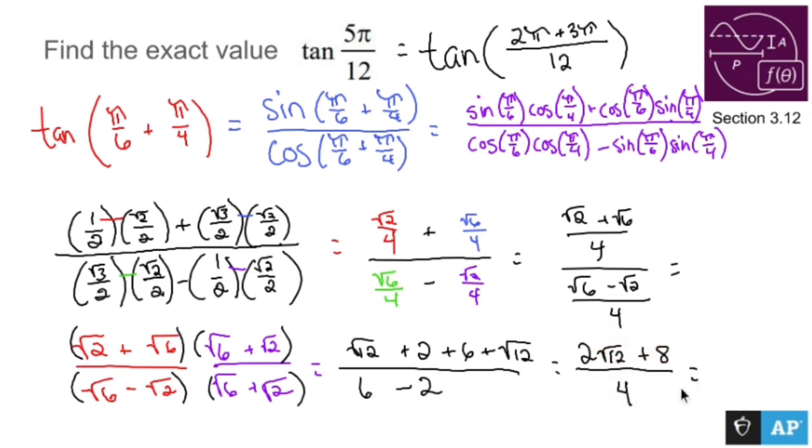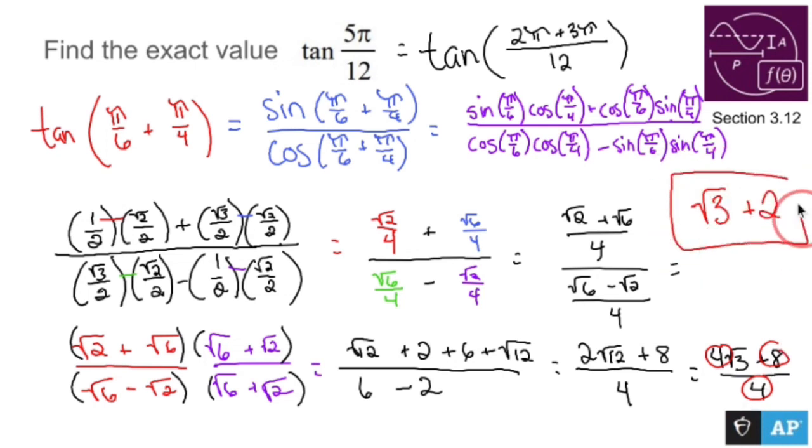Still not done yet. Root 12 can be simplified to 2 root 3. So this becomes 4 root 3 plus 8 over 4. Still not done because I have a 4, an 8, and a 4. They're all divisible by 4. So last but not least, 4 root 3 divided by 4 is root 3, and 8 divided by 4 is 2. That is my final answer.